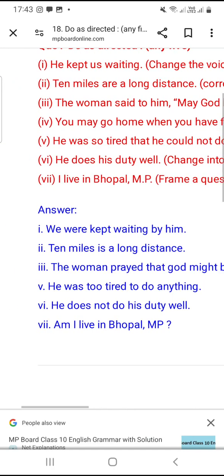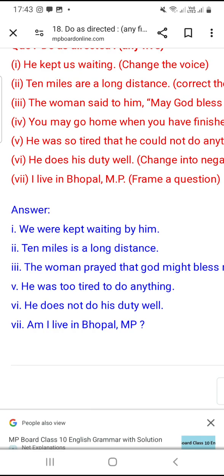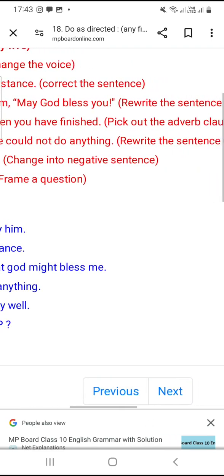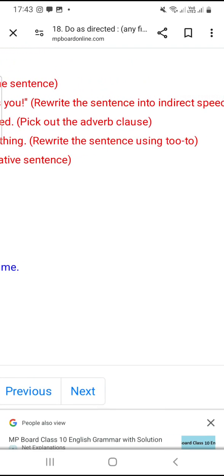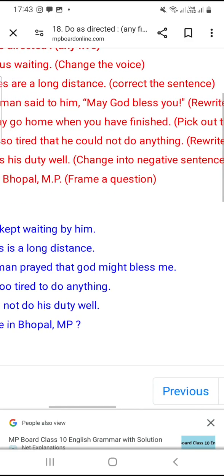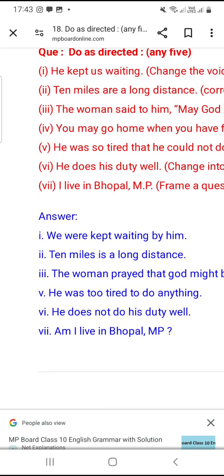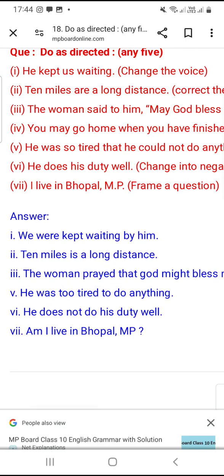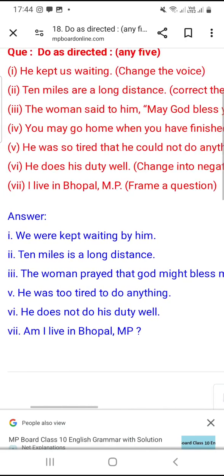Okay, now next one. He was so tired that he could not do anything. Rewrite the sentence using too and to. The answer is given here. He was too tired to. "So" will be replaced by "too". He was too tired to do anything, right?